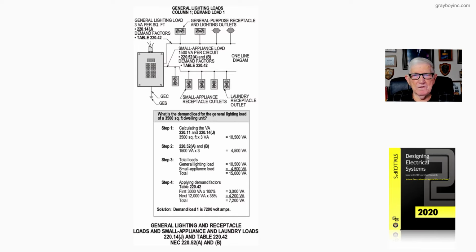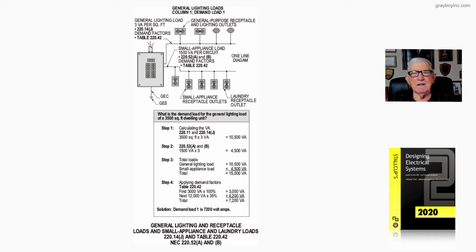Now let's take a look at this figure 22-6 that deals with the general lighting loads, and it's column 1, demand load 1 that we looked at in the illustration previously. And notice the general lighting load is the 3 VA per square foot in 220.14J, and then we can apply demand factor in accordance with table 220.42.